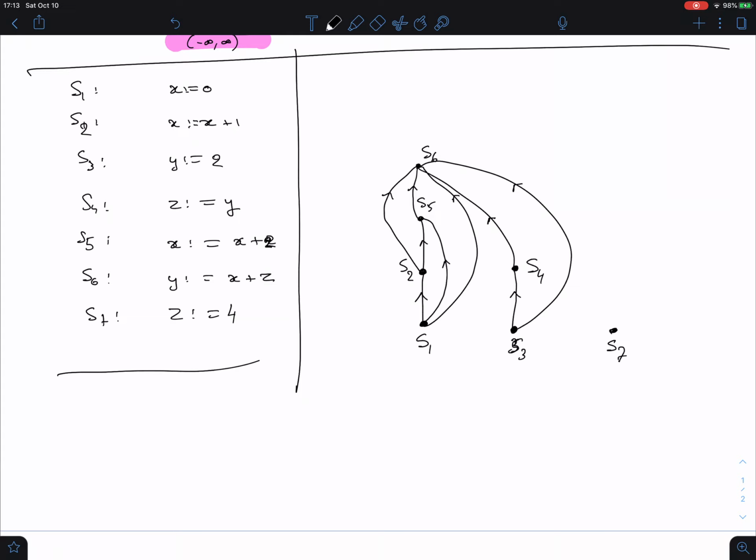Okay. Good, that's the precedence graph of this particular program. It was easy. These are easy homework problems, but we will get into more interesting ones.